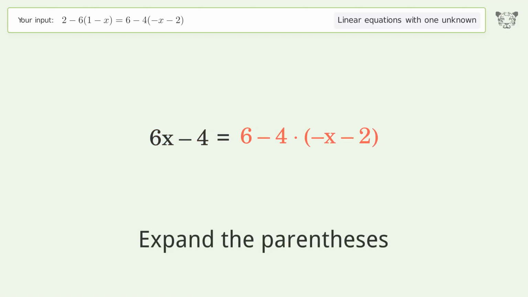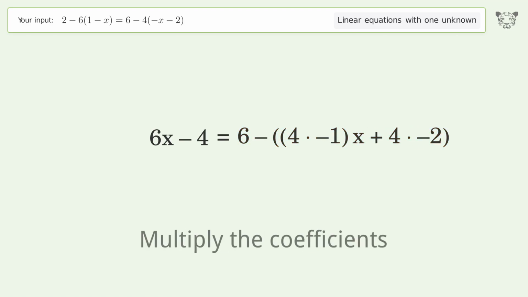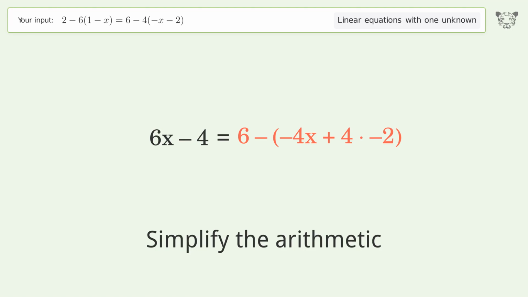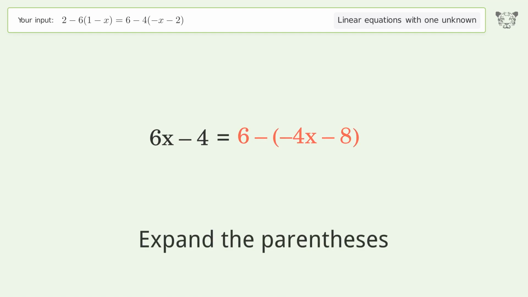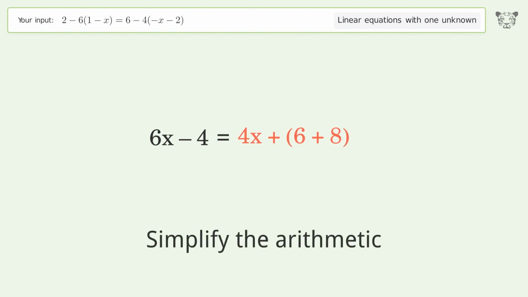Expand the parentheses. Group like terms. Multiply the coefficients. Simplify the arithmetic. Expand the parentheses. Group like terms. Simplify the arithmetic.